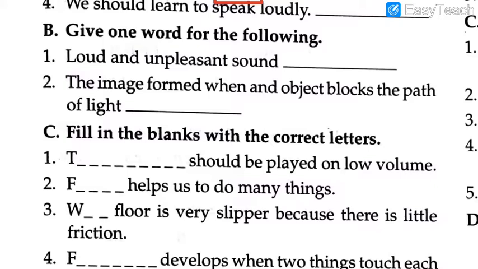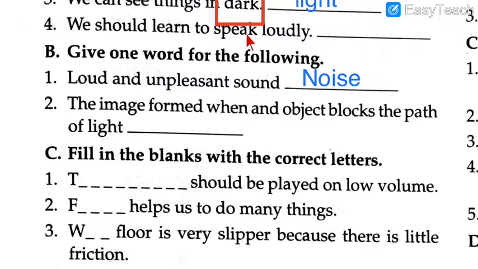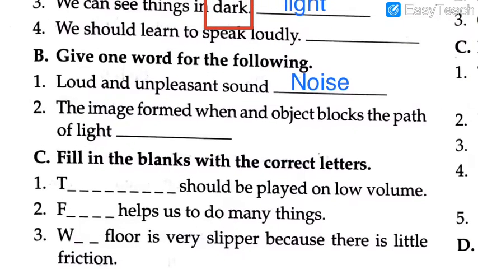Did you get the answer? What is the correct answer? Obviously the correct answer is noise. Loud and unpleasant sound, the sound which we do not like to listen to, it is a noise. So that is why here it was written that we should learn to speak softly and not loudly. So everything is interconnected, interlinked to each other.